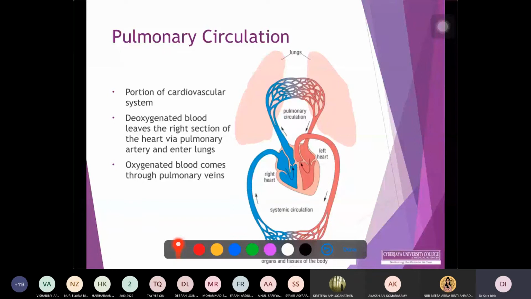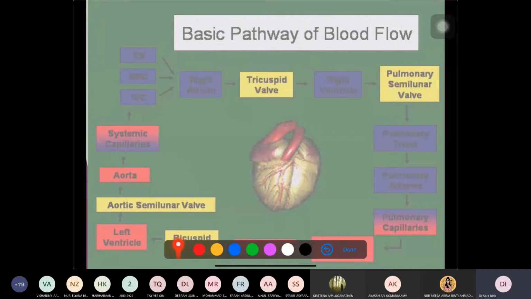So this here is a little bit different. The pulmonary vein will carry the oxygenated blood, and the pulmonary artery will carry the deoxygenated blood. So it's opposite of what the systemic circulation carries. Okay, so that's your basic pathway of the blood.